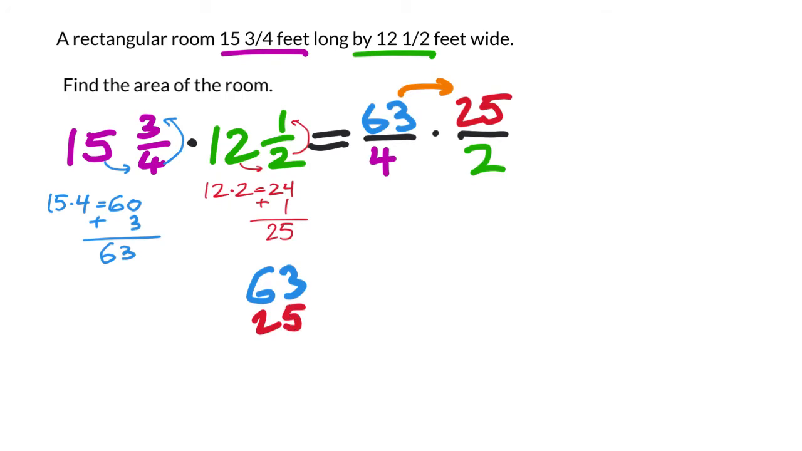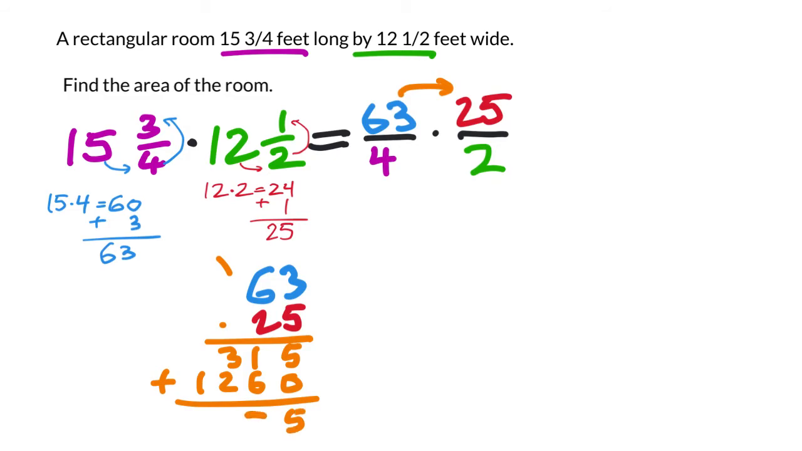I guess I'll use orange. Multiplication, right? So 5 times 3 is 15. Carry the 1. 5 times 6 is 30, but plus the 1 is 31. Now I'm in the tens place with the 2. 2 times 3 is 6. 2 times 6 is 12. So when we add those together, we get 5. 6 plus 1 is 7. 3 plus 2 is 5, and then the 1 there. So my new numerator is 1,575.